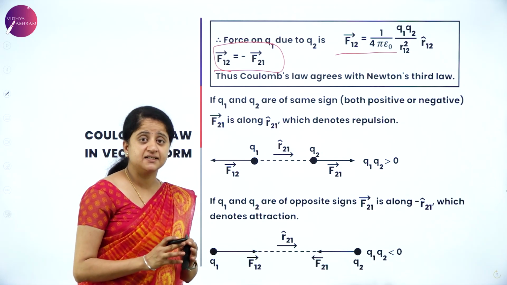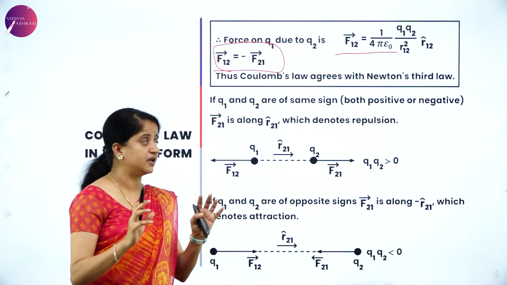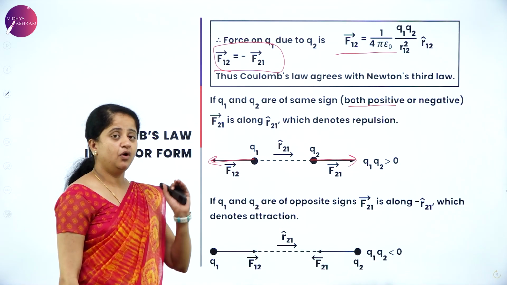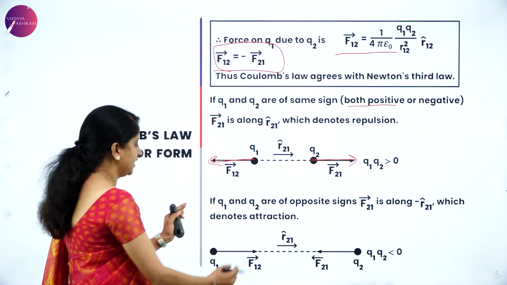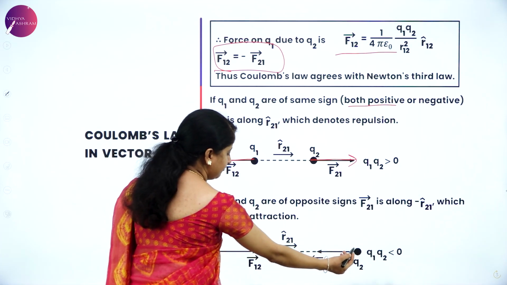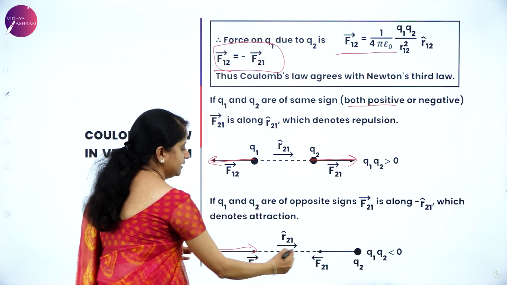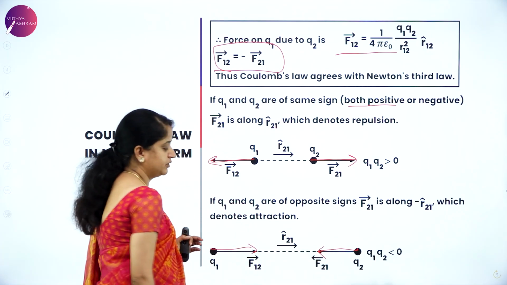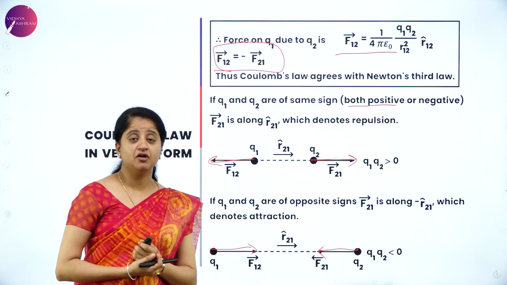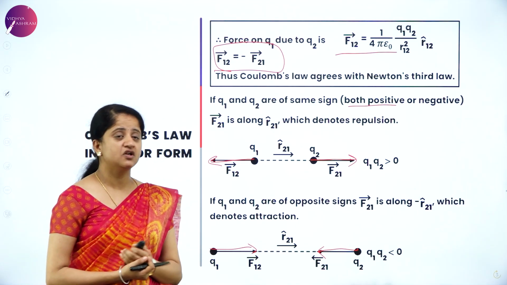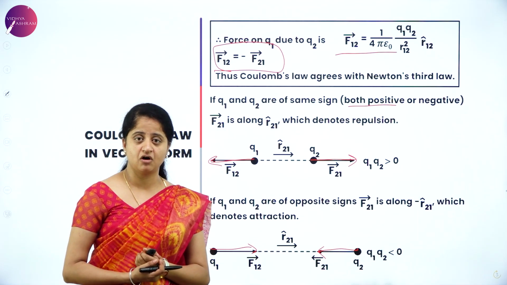Suppose these two charges are of the same sign, for example both positive or both negative. But what if they are of opposite sign? If they are of opposite sign, there must be a force of attraction between the two charges, and diagrammatically we can show F12 and F21 in this way. So this is about Coulomb's law in vector form. We can even show how Coulomb's law agrees with Newton's third law of motion.